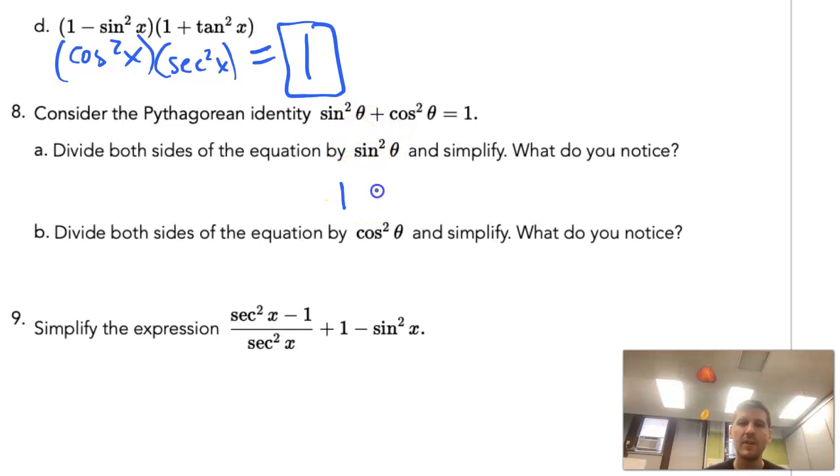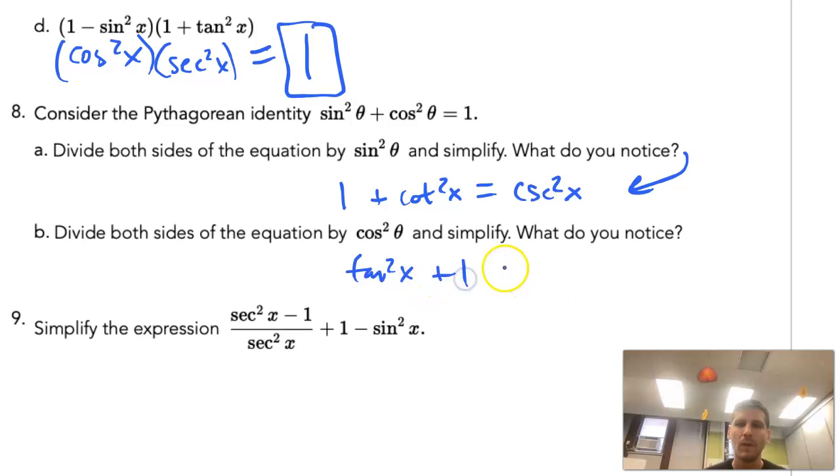Okay, so number 8 was actually very similar to what I talked about during class, that if you divide everything, you actually get, if I divide everything by sine, I would get this identity. That's what I notice. And if I divide everything by that, I get this identity. How about that?